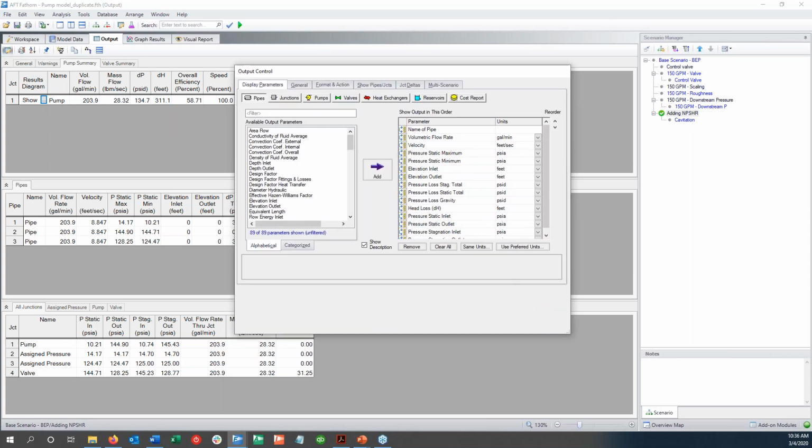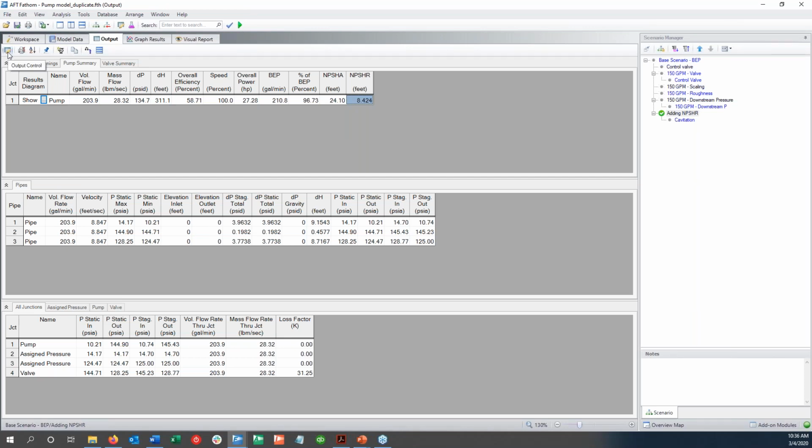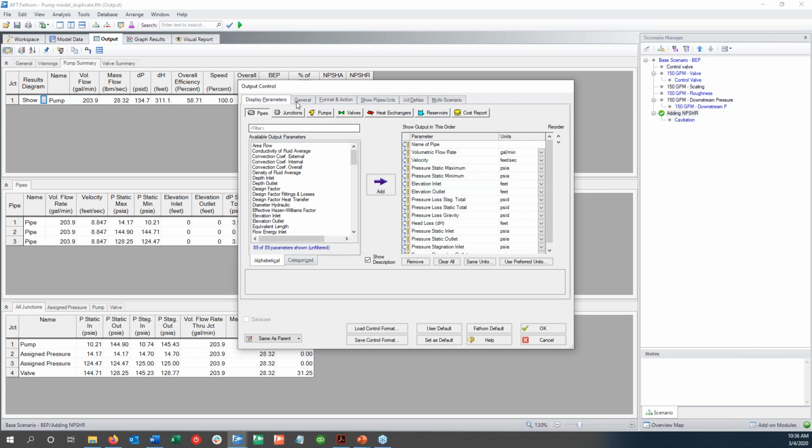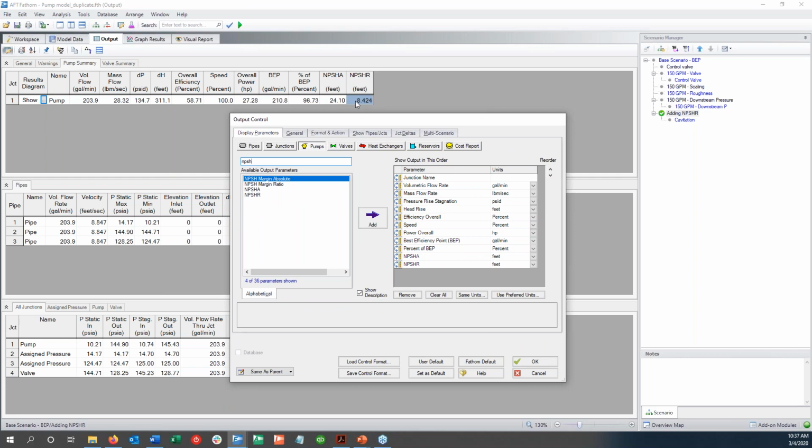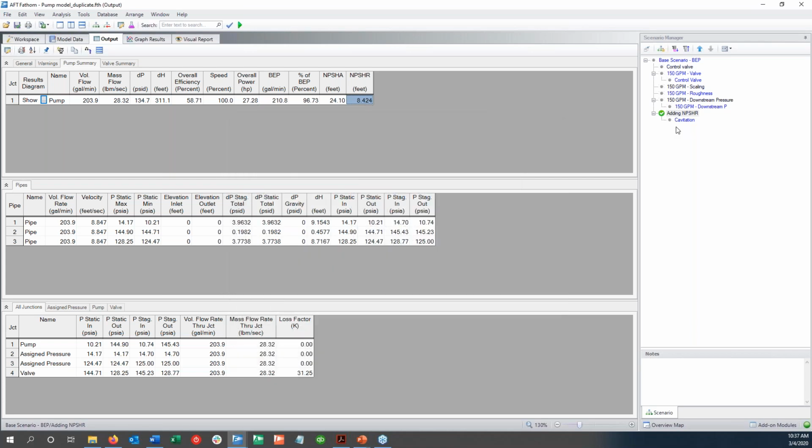So if we go to output control, by clicking this spreadsheet with a pencil in the top left, in our output control display parameters, we can go to pumps, and we can use our nice filter to search for NPSH. So we can look at our absolute margin. In this case, it would be the difference between 24 and 8. You can set things like design alerts. So if it goes below 10 feet, it can notify you, especially if you're playing around with different scenarios. You can also look at the ratio. So maybe you want a 1.2 ratio, especially if you're considering high NPSHR pumps. So those are some different options you can use for your metrics.